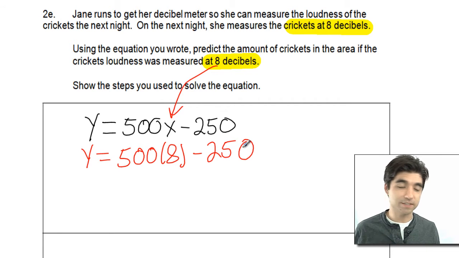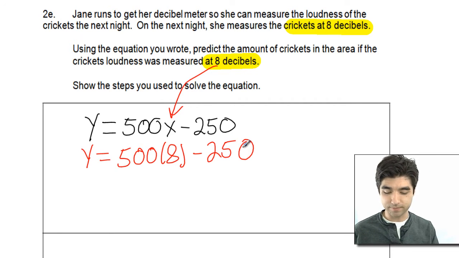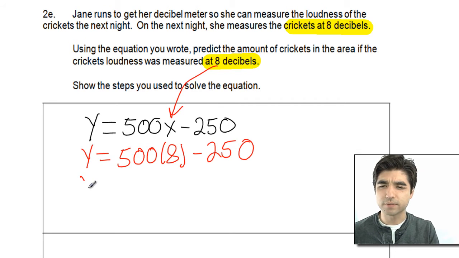And then this is just a calculator problem where you just punch it in. 500 times 8 minus 250 equals, y equals 3,750.